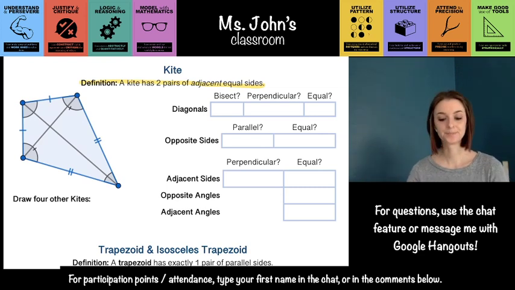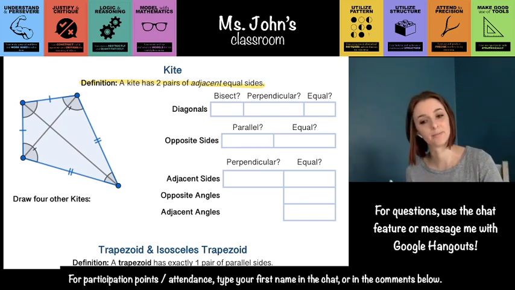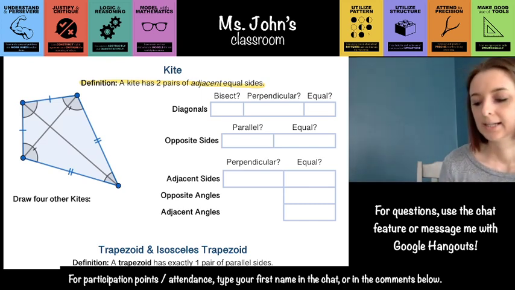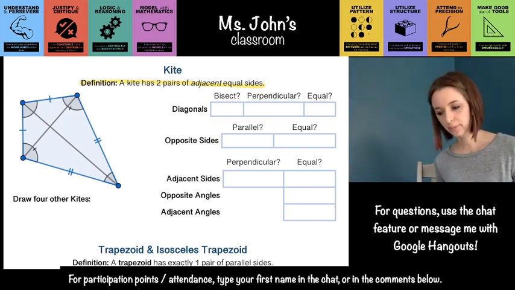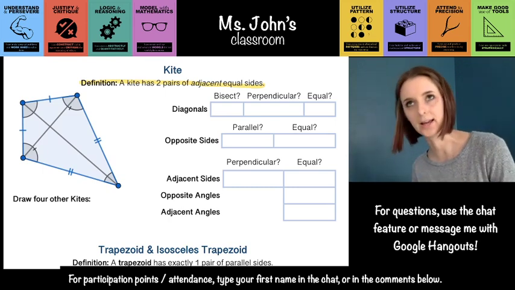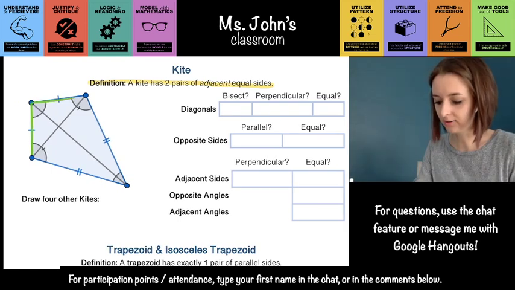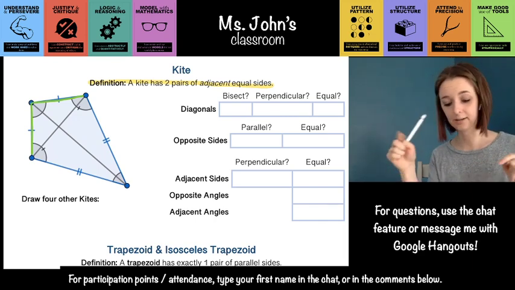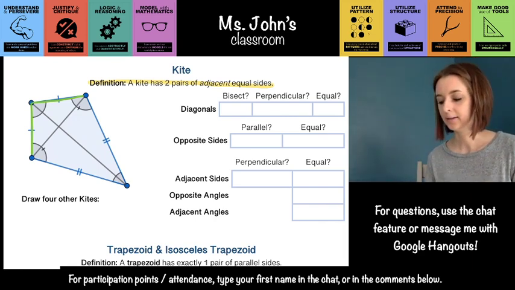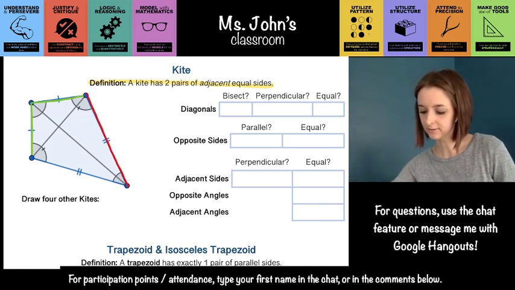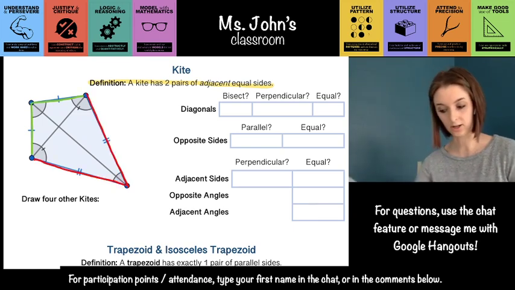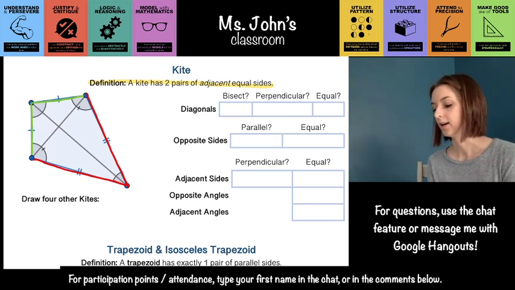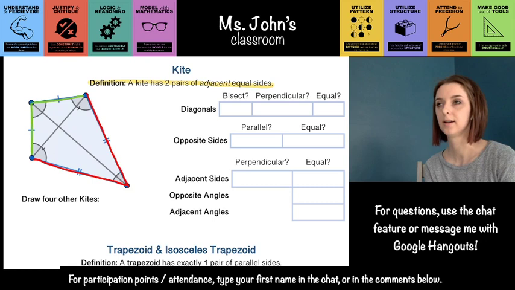So a kite, you might imagine, looks like a kite. However, it also does have a mathematical definition. A kite has two pairs of adjacent equal sides, meaning that they are of equal length, indicated by those little slashes on them. And so are these two pairs of sides. And notice that they touch each other. They're not on the opposite side, they're on the same side. They're adjacent to one another.